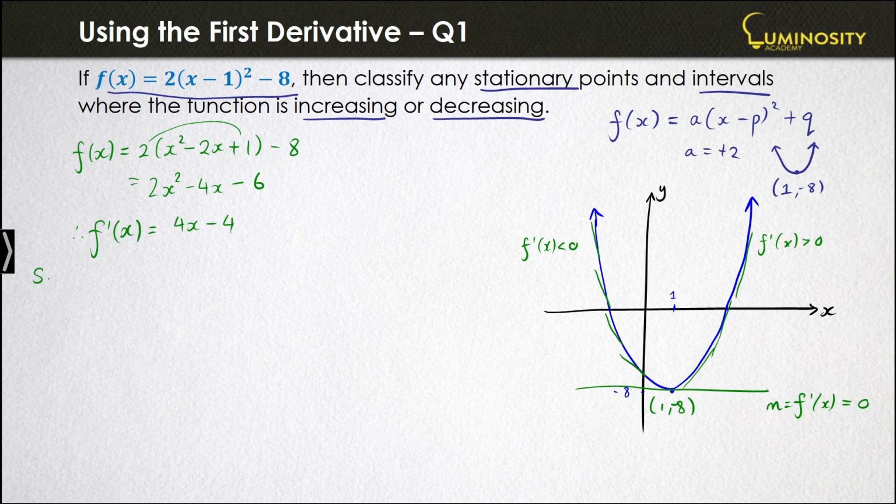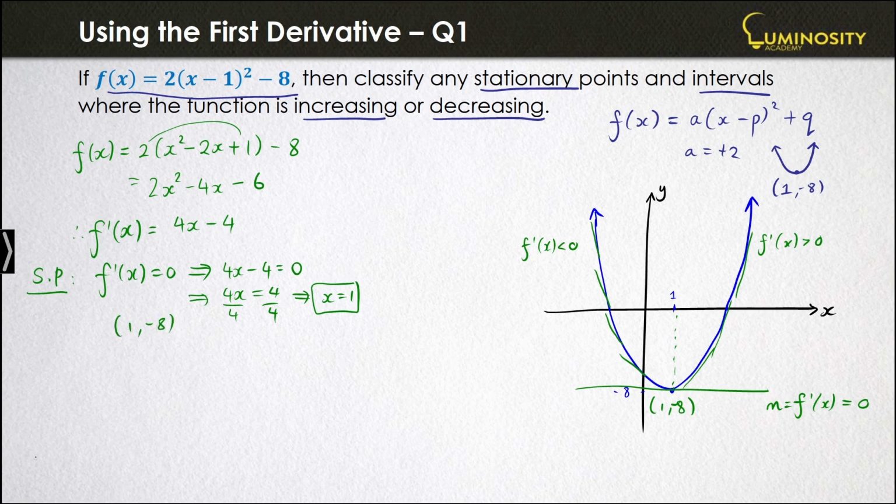For stationary points, I'm going to set the first derivative equal to 0. This is equivalent to saying 4x minus 4 equals 0. Take 4 across on both sides, divide by 4 on both sides, and we get x equals 1. That's what we came to expect, because 1 on the x-axis is that turning point. Therefore the stationary point is given by the turning point, (1, negative 8).